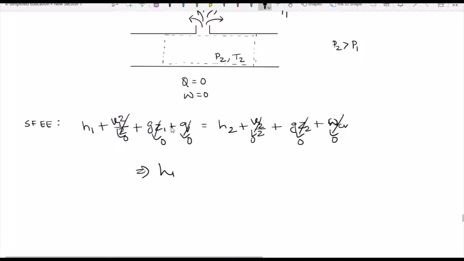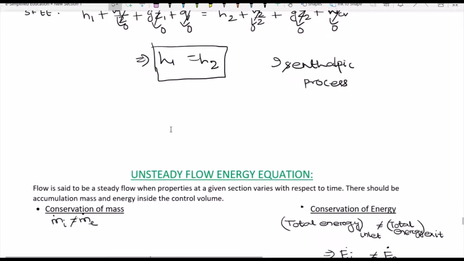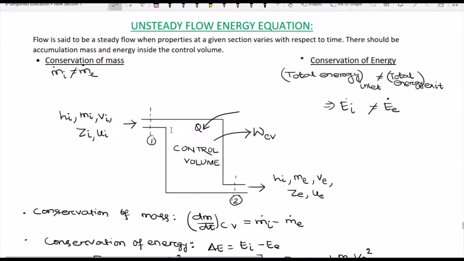So h1 will be equal to h2, which means enthalpy remains the same, so it is named an isenthalpic process. In the case of throttling, h1 equals h2. You should understand this.